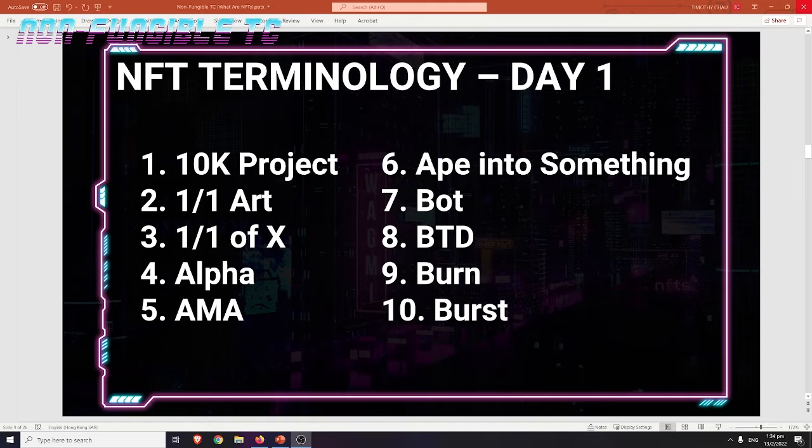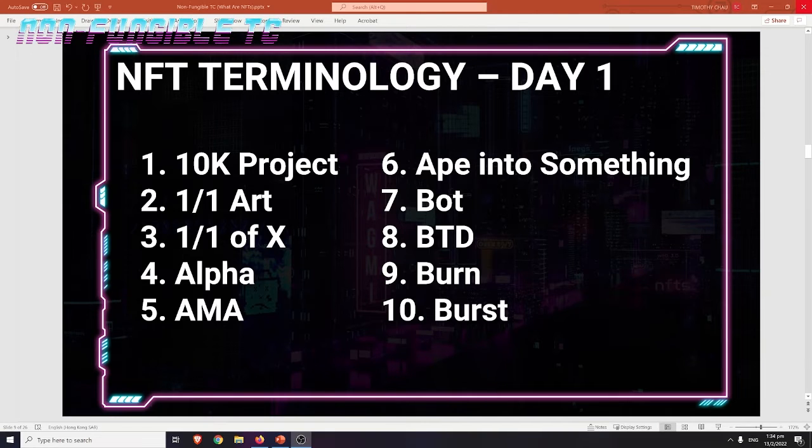This is video 1 out of 8 where I talk about different NFT terminologies. To give credit where credit is due, this terminology chart is taken from NFT Go's annual report, which I will leave the link to in the description below if you're interested to learn more. I will talk about around 10 terminologies per day so that you can understand what people are talking about. For this video, the first terminology is 10K project.